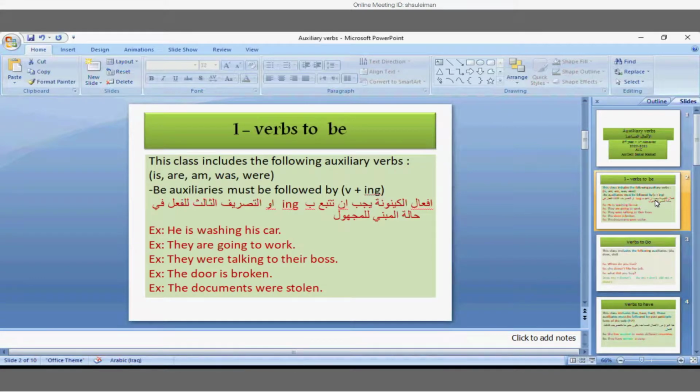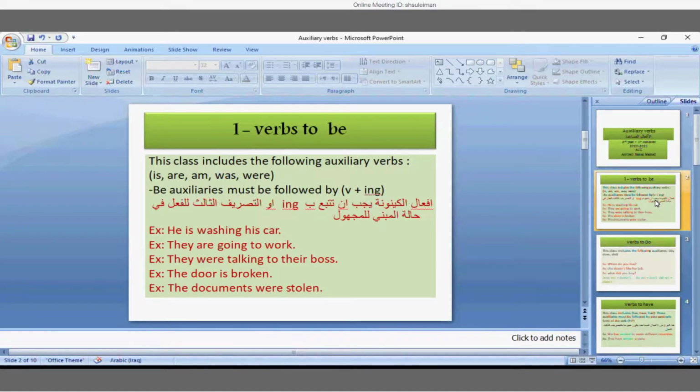النوع الأول من الأفعال المساعدة عندنا باللغة الإنجليزية هي verbs to be أو أفعال الكينونة. This class of auxiliary verbs actually includes many forms which are is, are, am, was, and were. All these are called be auxiliaries أو أفعال الكينونة باللغة العربية.